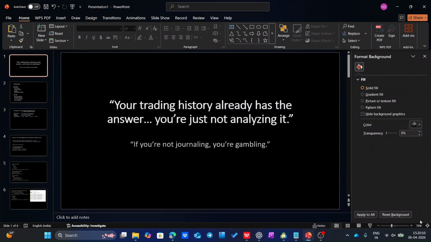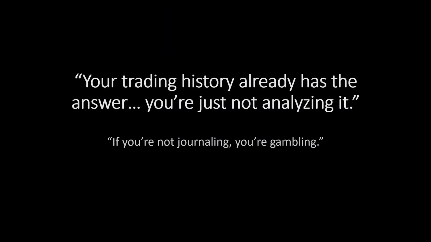Now we will see why it's important to have this kind of system. You can see your trading history already has the answer, you are just not analyzing it. So if you want to get the answer to why you are a losing trader, or why you can't survive in some kind of market, then you have to track your data first, and only then can you get the answer from it. Your trading history has all the answers, but you have to analyze it. Apex Trading Journal and Coach will give you that benefit. If you are not journaling, you are gambling.